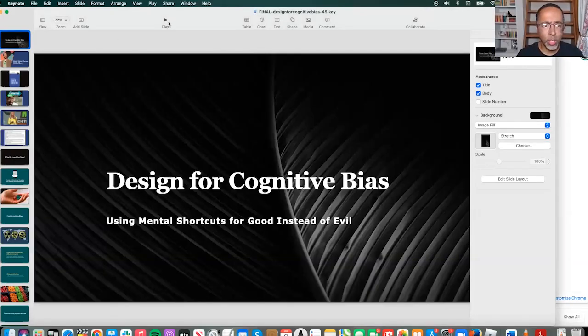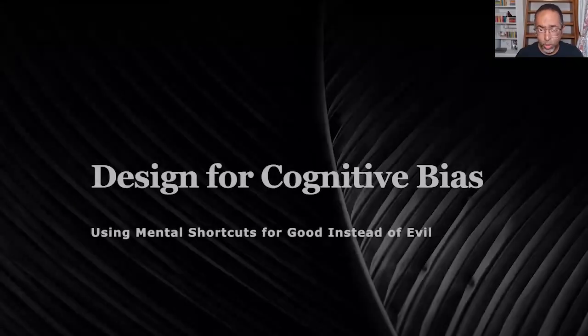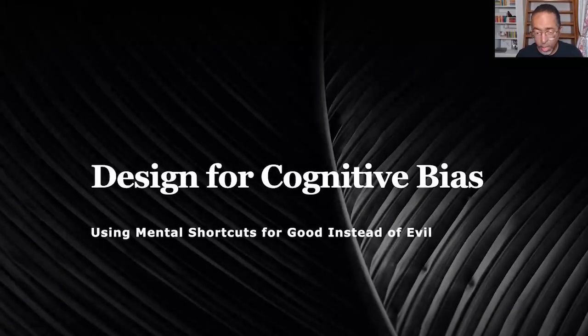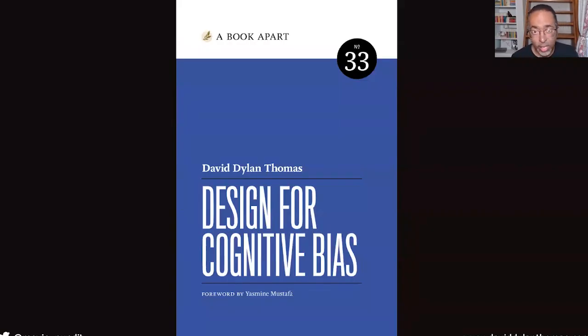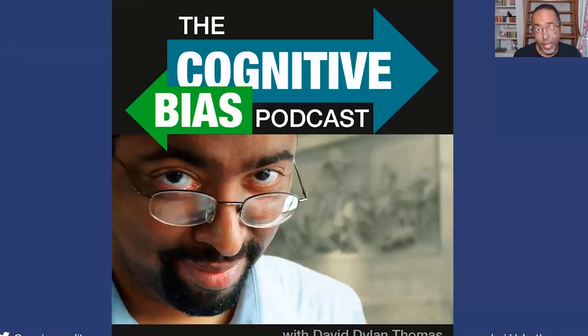So tonight we're going to talk about design for cognitive bias, using mental shortcuts for good instead of evil. I am David Dylan Thomas. I founded a company where I basically go around and get people excited about and give them better tools for more inclusive design. And I did, in fact, write this book, Design for Cognitive Bias. And the road to this book began with a podcast I used to do called the Cognitive Bias Podcast.